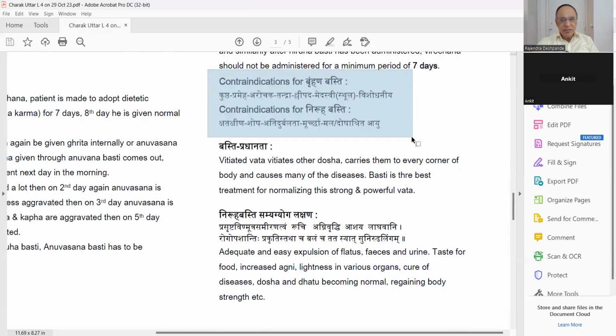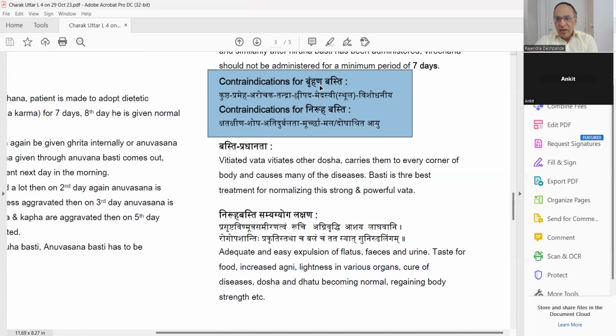Contraindications for Bruhana Basti. This is for Bruhan Basti. Please write down this word, Bruhan Basti. This is for Dhatu Kshayjanya Vata Prakopa. Please write down, my friend, Bruhan Basti. See my cursor. Bruhan Basti, nourishing Basti, nourishing for Dhatu Kshayjanya Vata Prakopa.